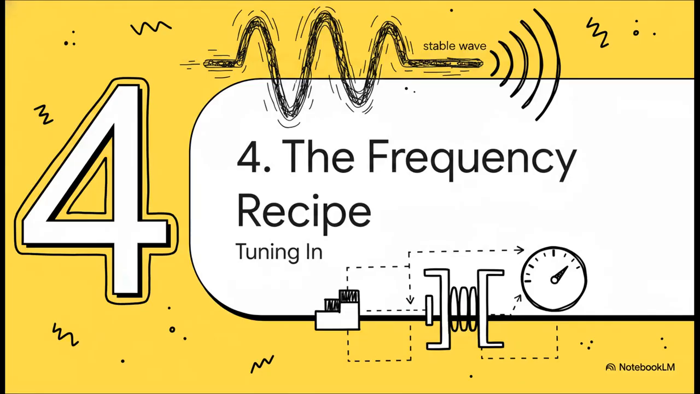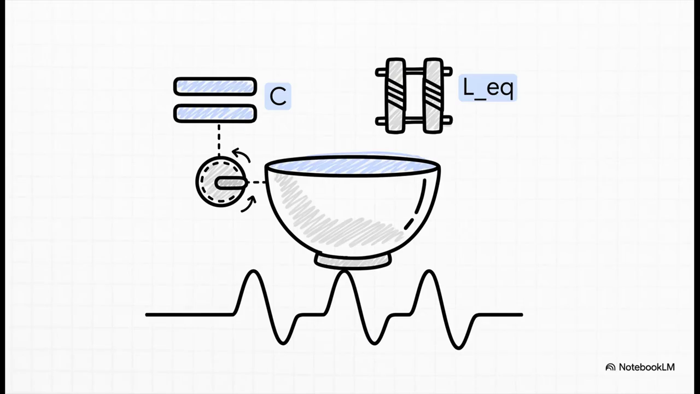Okay, so we've got ourselves a nice, stable wave. That's great. But how do we actually change its frequency? To tune into different radio stations. Now that is the crucial question. Well, it's almost like baking a cake. The frequency is decided by a really simple recipe, and our main ingredients are the capacitor and the inductors. So if we change the amount of each ingredient, like say by turning the knob on a variable capacitor, we can actually change the flavor of our cake, or in this case, the frequency of our wave.